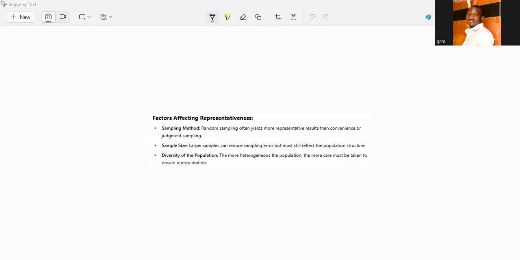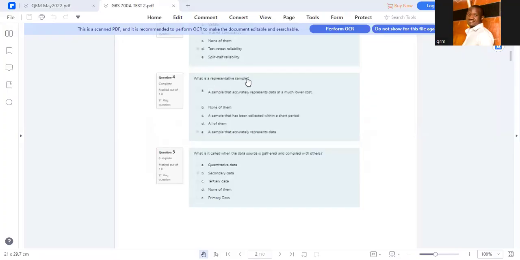So why is representativeness important in sampling? Because you will get trustworthy results. Your findings will be more likely to reflect what is really happening. Generalization: you are more likely to apply those results to the whole population. Better decisions: governments, businesses, researchers will make smart choices based on accurate data. All right. So we go back to our question here. What is a representative sample? A sample that accurately represents data.